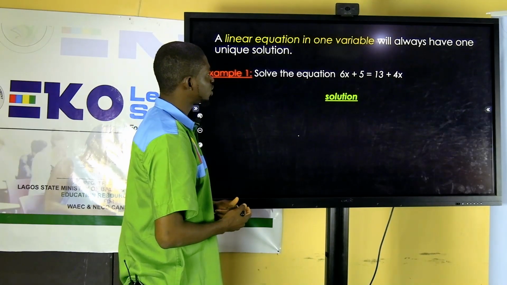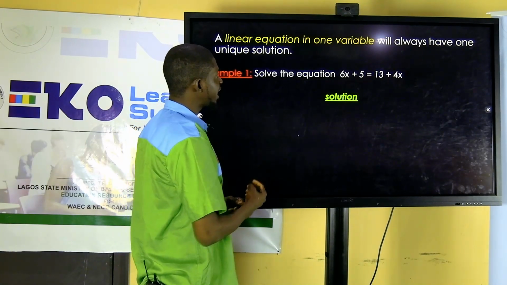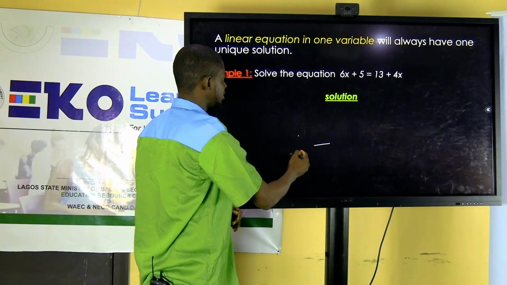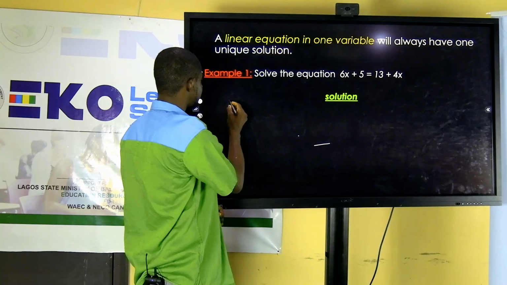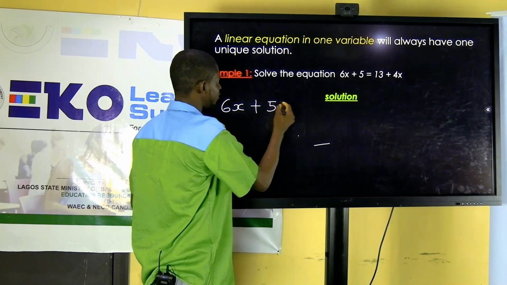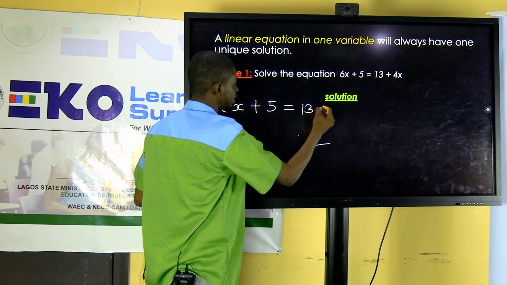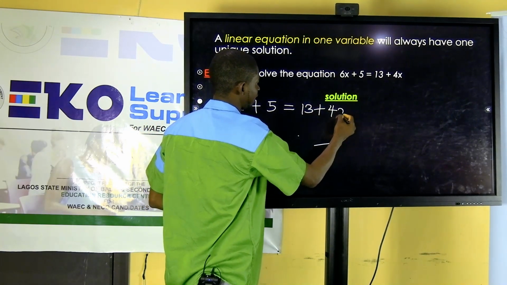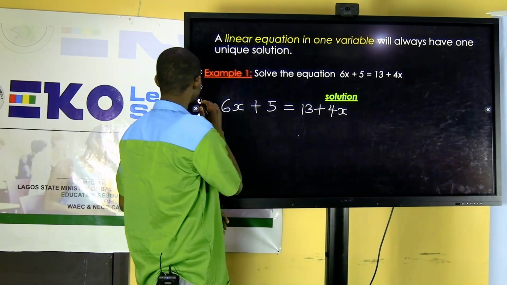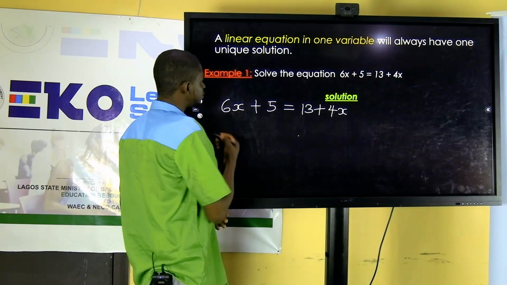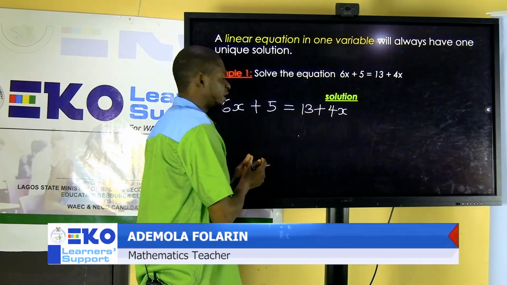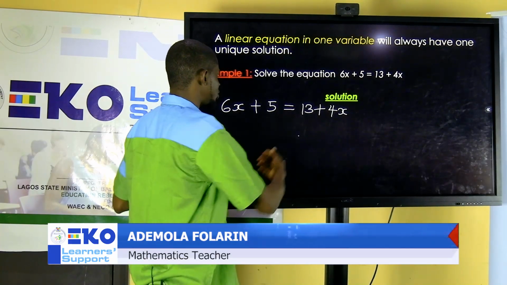We have to solve this equation where we have 6x plus 5 equals 13 plus 4x. So let's start. We have 6x plus 5 equals 13 plus 4x. In solving this, the very first thing that should come to our mind is using our BODMAS. But interestingly, there is no BODMAS to be applied here because there is no bracket in the first place. So we just have it this way.